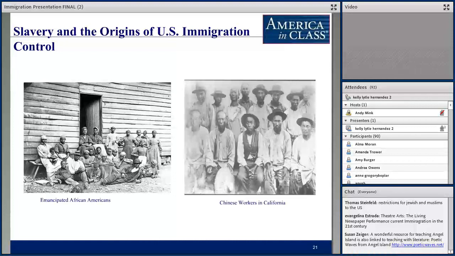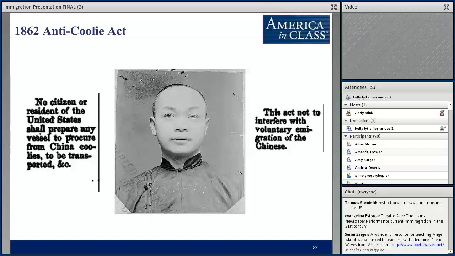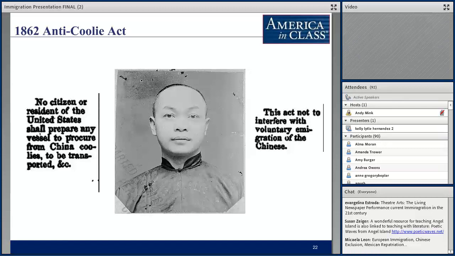The North caught wind of what was happening in Louisiana and Florida and passed a new law. And that law was the 1862 Anti-Coolie Act. What this law did is it prohibited immigrant contractors from bringing unfree Chinese workers into the United States. And the Northerners who passed this law envisioned it really as an abolition law, one that would secure abolition in the United States should the North win the war.